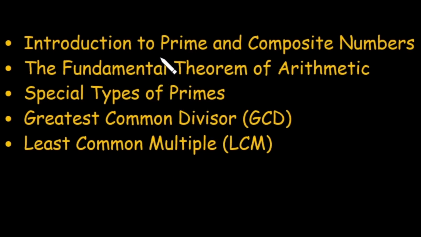Hi everyone, in this video we are going to learn these 5 topics. That is, we will introduce the prime number, what a composite number is, and what exactly the fundamental theorem of arithmetic is. Then we discuss a few types of prime numbers, and then we learn how to calculate the greatest common divisor of two numbers as well as the least common multiple.